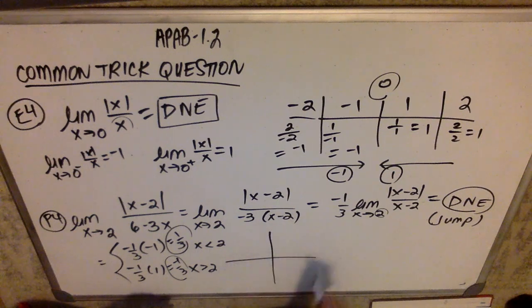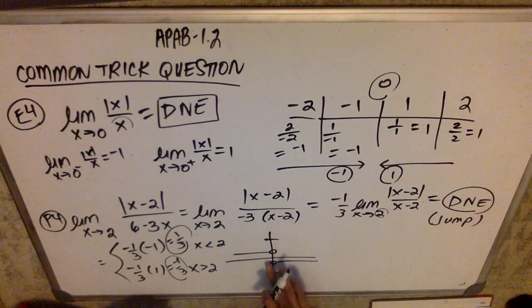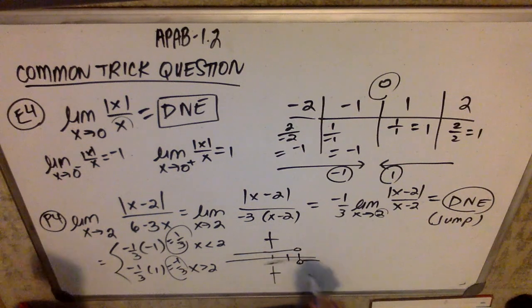It's going to look like this. Here's 1, so that's a 1/3. And here's negative 1, so that's a negative 1/3. So see how there's, oh, sorry, I put the jump at 0. It's not at 0, it's at 2. Okay, so it's going to have a jump at 2. All right, so that's one way to do it.